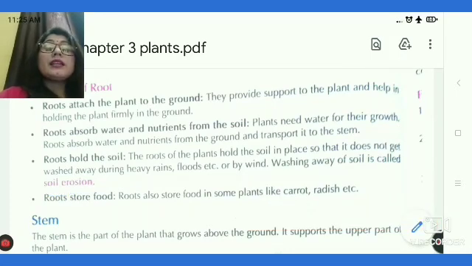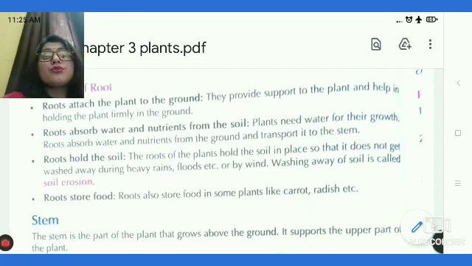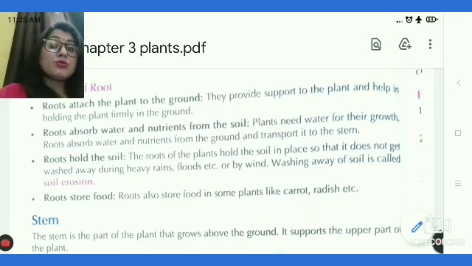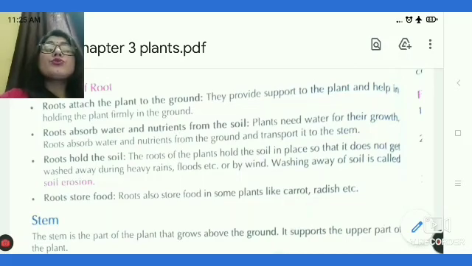Alright, and the last function is roots store food. Roots also store food in some plants like carrot, radish, etc. So we eat these foods, these roots also. So these are edible roots which we eat. So roots also store food in some plants like carrot, radish, etc. So this is all about the root.